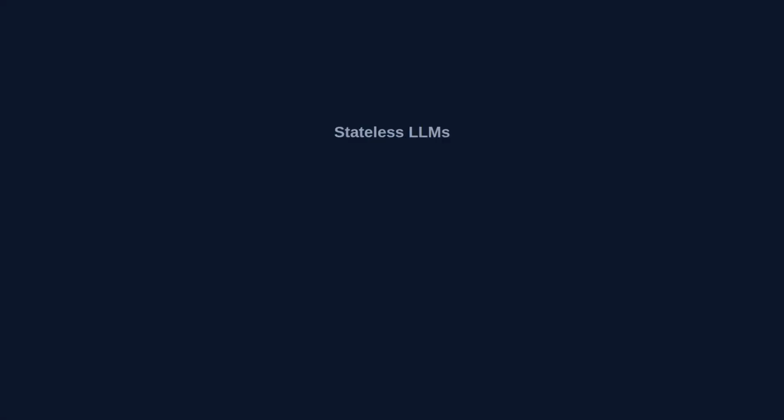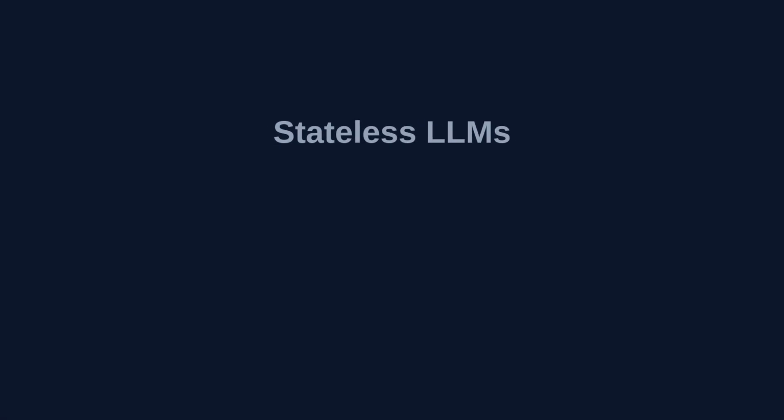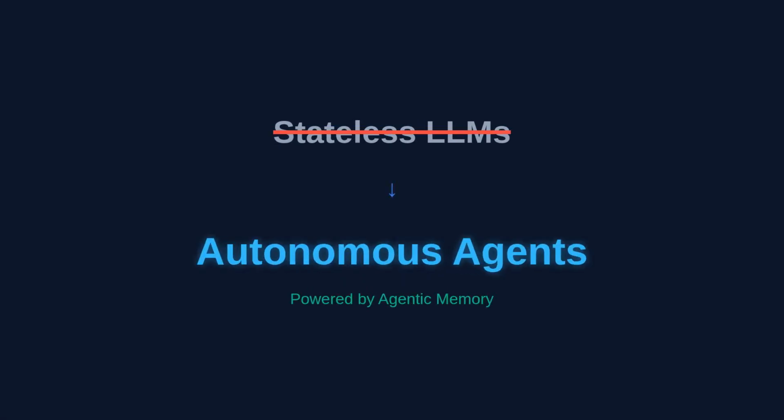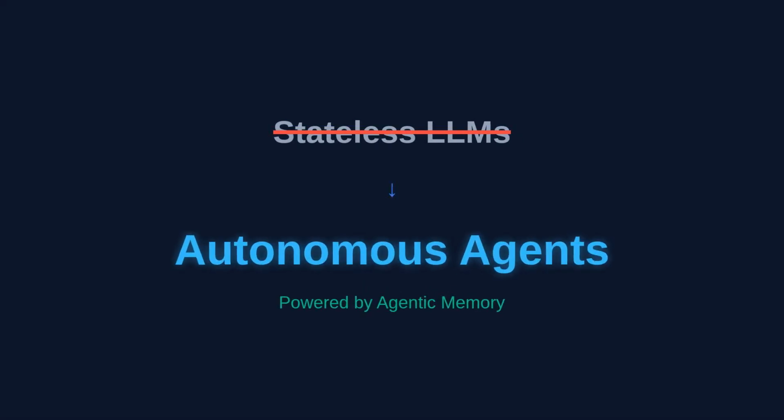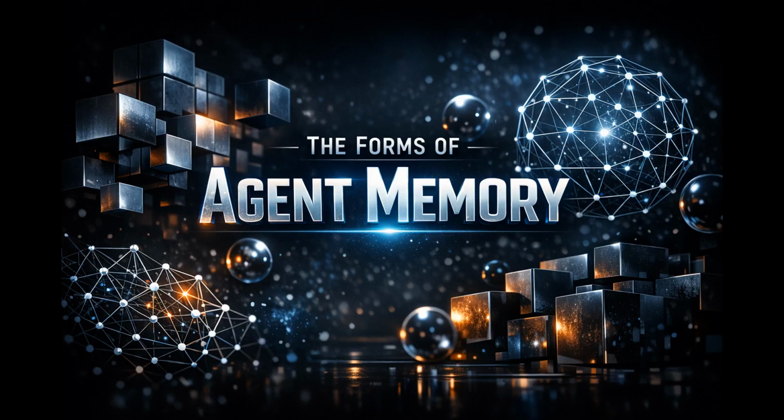Here's how we'll organize the topic. First, forms. What carries memory? Second, functions. Why do agents need memory, and what roles does it serve? Third, dynamics. How does memory get formed, refined over time, and retrieved at the right moment? By the end, you'll be able to look at any agent system and quickly identify what kind of memory it uses, what it's for, and how it changes over time. Let's start with forms, what carries memory.